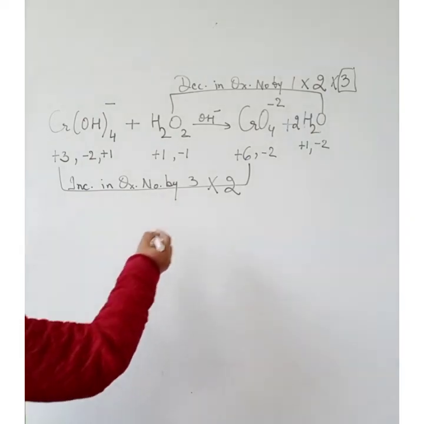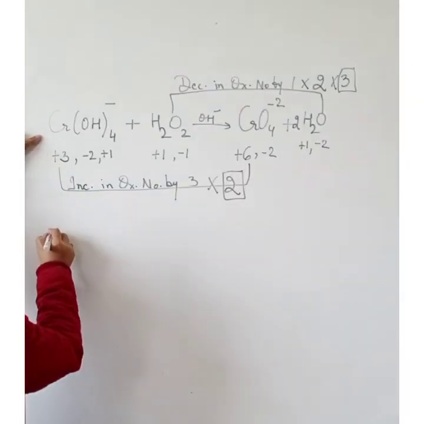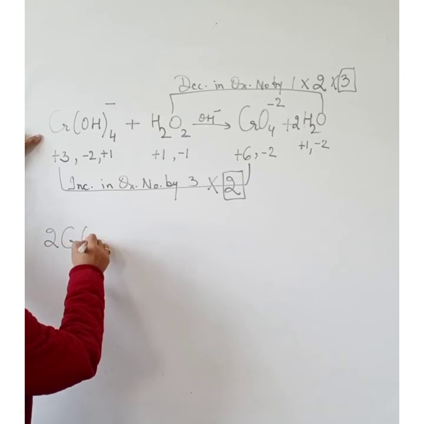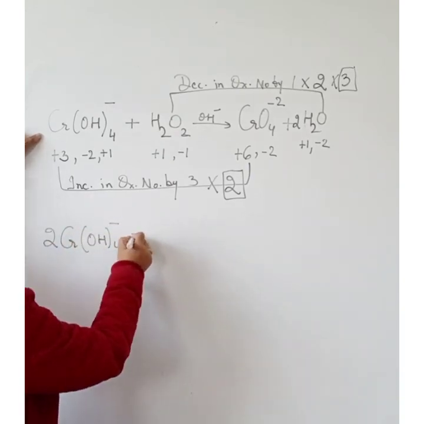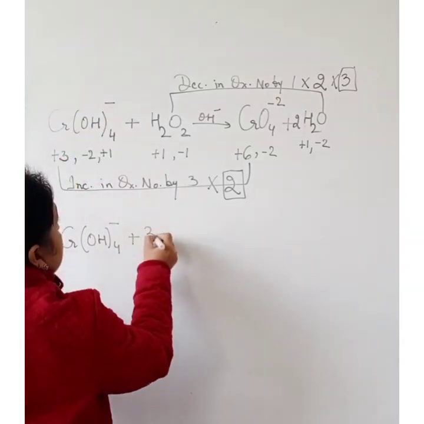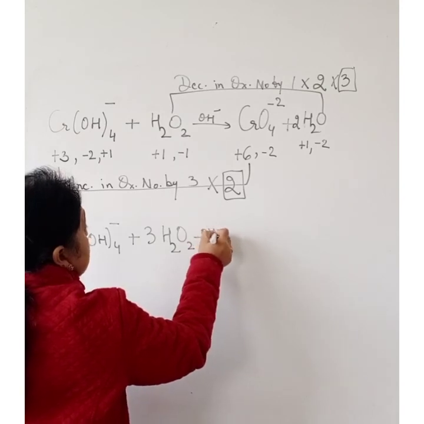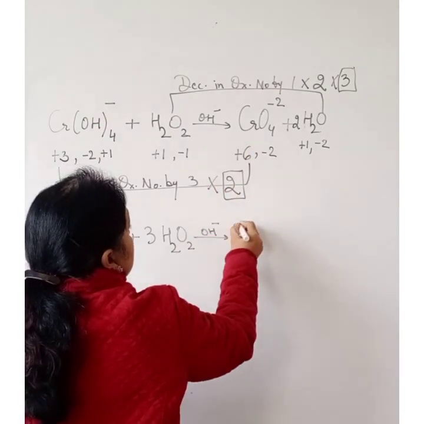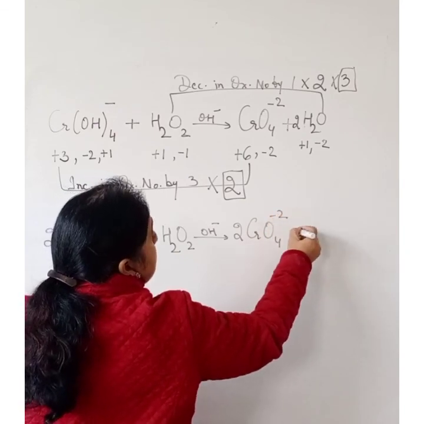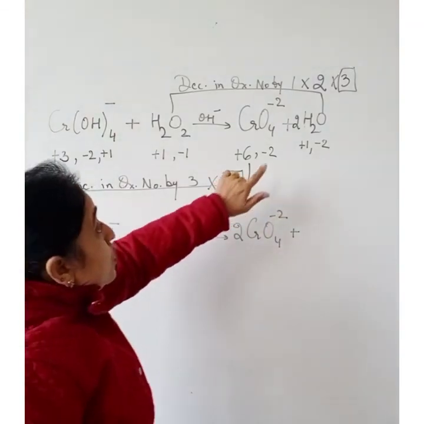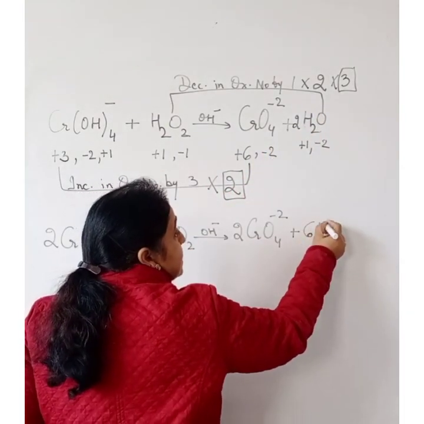Now multiply it by this coefficient on both sides. 2 CrOH4 minus plus 3 H2O2 plus OH minus gives 2 CrO4 2 minus, right? 2 is already here and multiplied by 3, so 6 H2O.